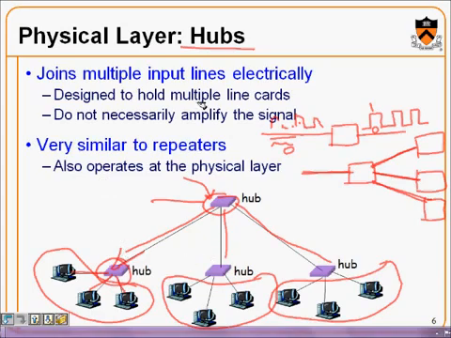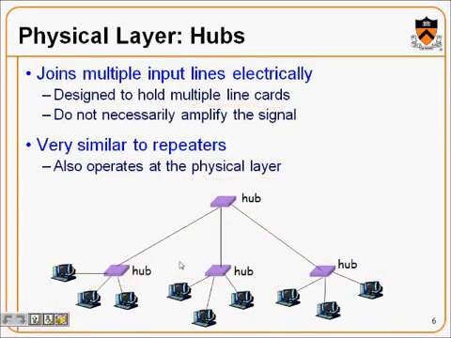Hubs are designed to hold multiple line cards, and they don't amplify the signal, they just repeat the signal properly. And this also operates at the physical layer.